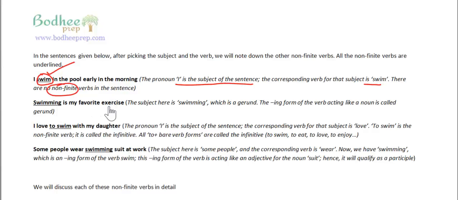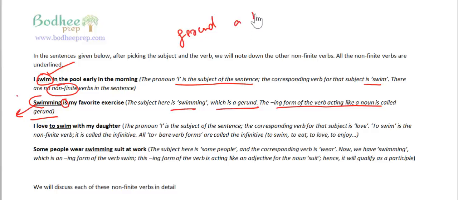Swimming is my favorite exercise, right? The subject here is swimming, which is a gerund, right? So is basically the verb, and swimming becomes the subject of the sentence, and this is the gerund. We'll discuss the gerund in detail. The subject here is swimming, which is a gerund. The ing form of the verb acting like a noun is called a gerund. So again, gerund is basically a form of the verb, or I would say the ing form of the verb, acting like a noun.